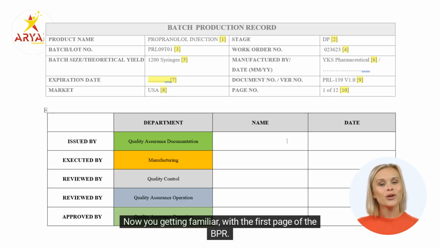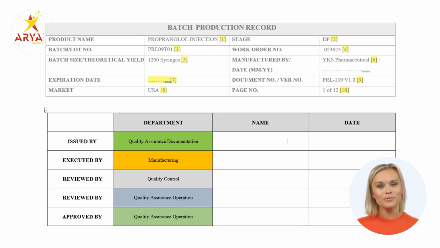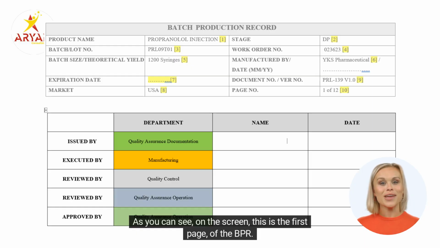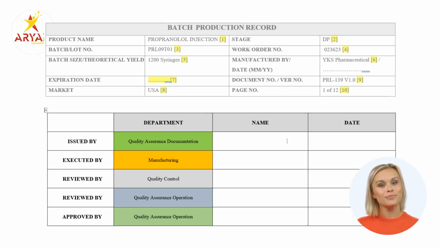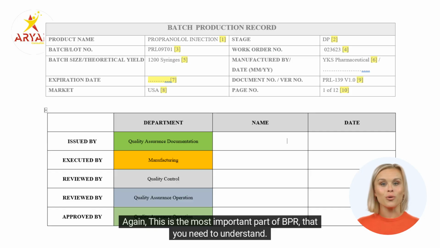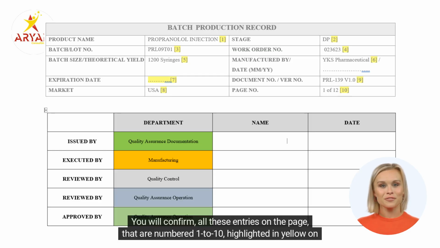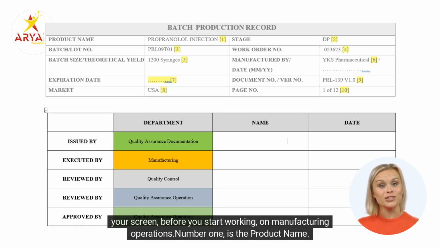Now you're getting familiar with the first page of the BPR. As you can see on the screen, this is the first page of the BPR. You have seen this page in DS training as well. Again, this is the most important part of BPR that you need to understand. You will confirm all these entries on the page that are numbered 1 to 10, highlighted in yellow on your screen before you start working on manufacturing operations.